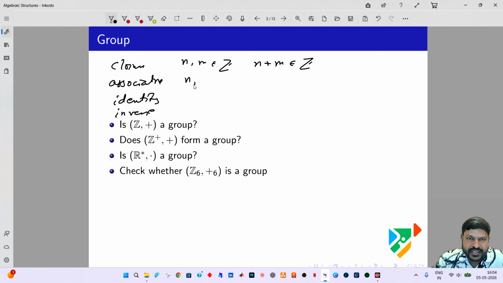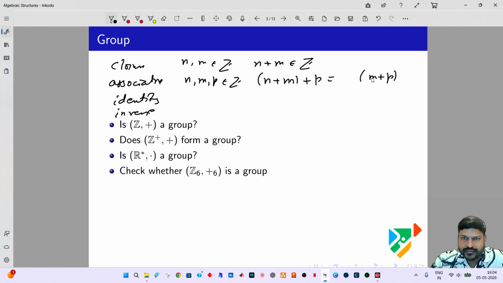Associative: you pick any three integers. You may perform n plus m first and then add with p, which will be the same as you perform m plus p and then add with n. In both cases, you will see that the result is the same. This is what the associative property is.